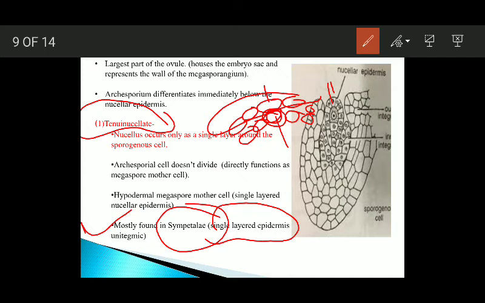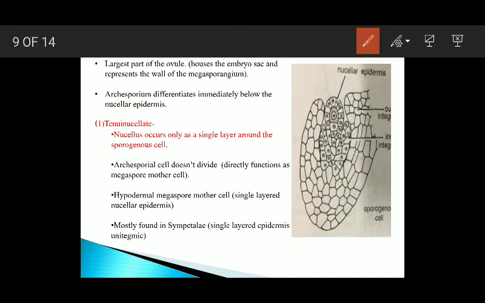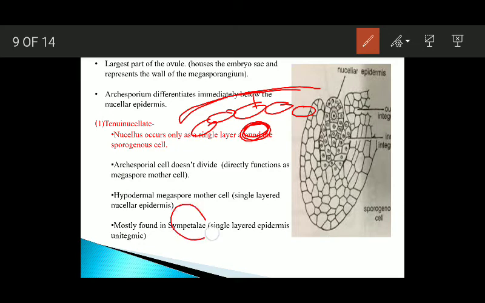I will repeat the details. Those ovules where nucellus occurs as a single layer around the sporogenous cell or megaspore mother cell are known as tenuinucellate ovules. This condition arises when a cell here starts behaving as archesporial cell or archesporium, and instead of dividing further, it functions as megaspore mother cell. So the megaspore mother cell is hypodermal as it is covered by a single layer of nucellar epidermis, and this condition is found in sympetalae. Since we have a single layer of nucellar epidermis here, the ovules are going to be unitegmic.